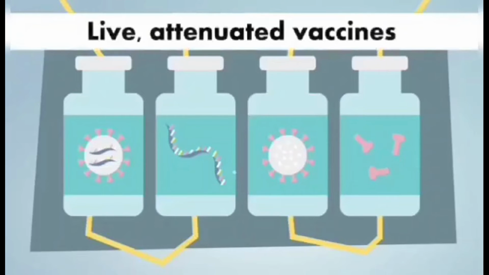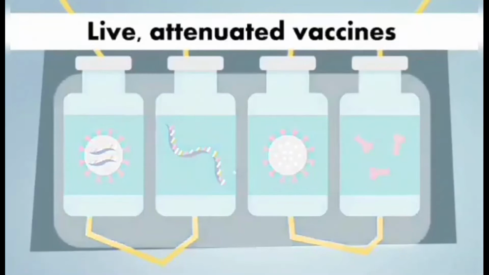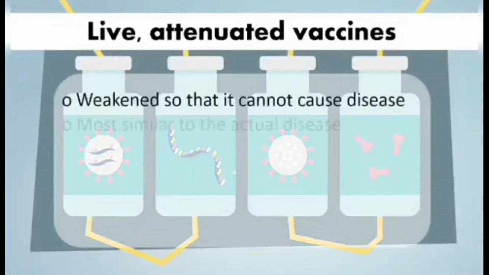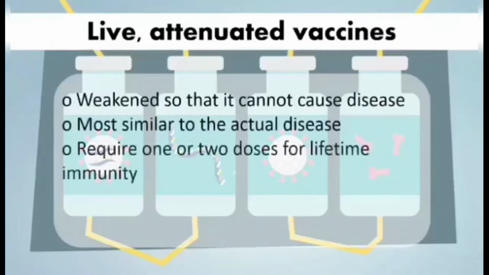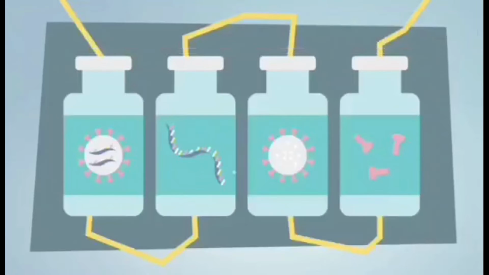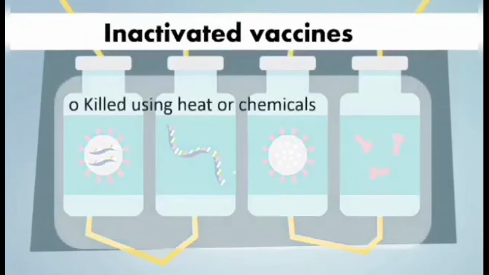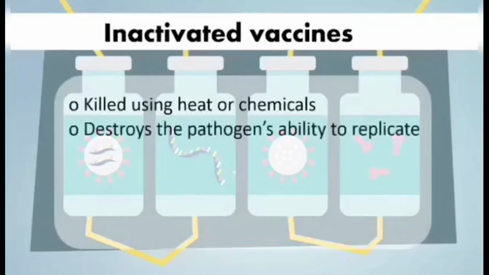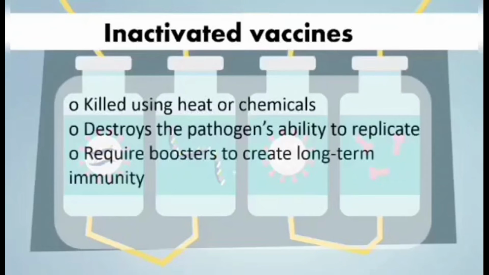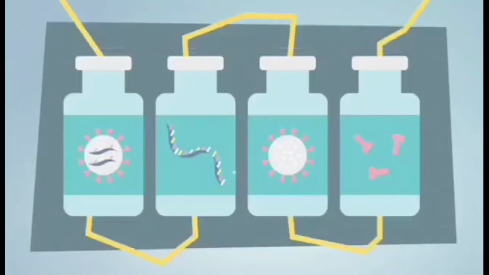This vaccine is made by germs that are weakened so that it cannot cause disease. It is most similar to the original disease, thus more effective. 1 or more doses can achieve lifetime immunity. This one is made by killing germs using heat or chemicals, hence destroying their ability to replicate. This vaccine requires boosters to create long-term immunity.